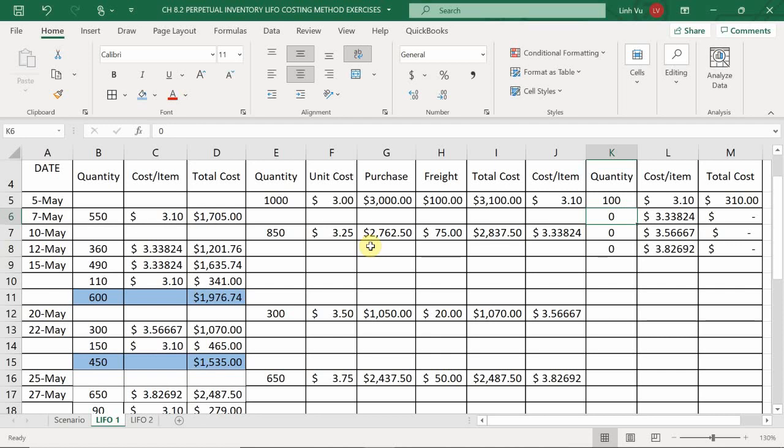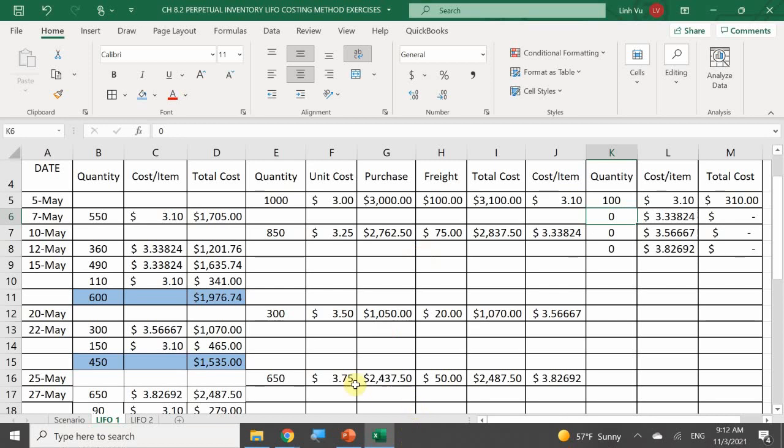Okay, we're constantly taking the quantity times the cost per item to solve for the total cost of goods sold, and we're going to eliminate it from the batch of inventory that we have. Okay. All right. Okay. I'm going to stop here real quick.